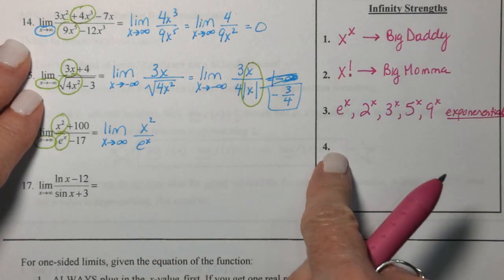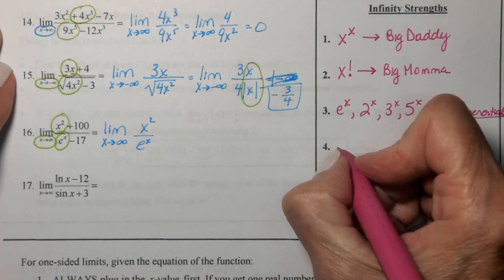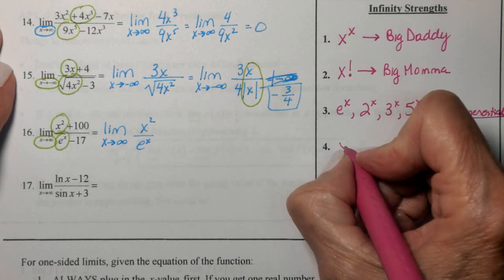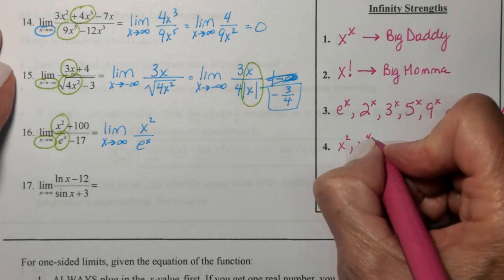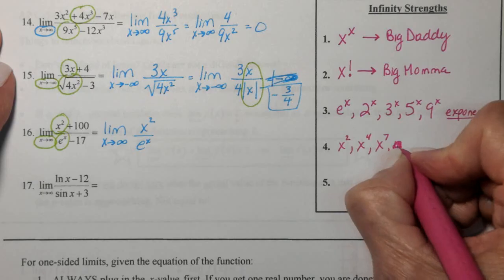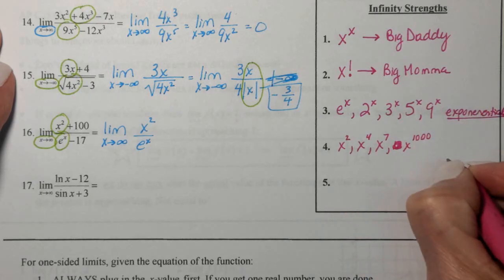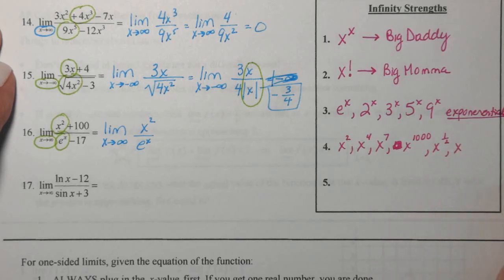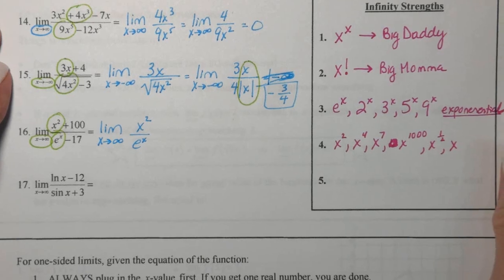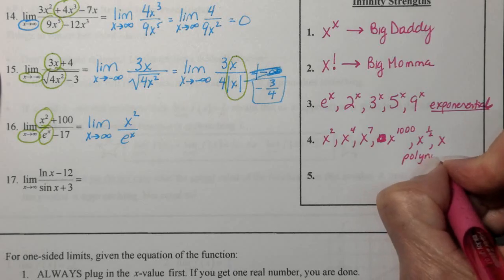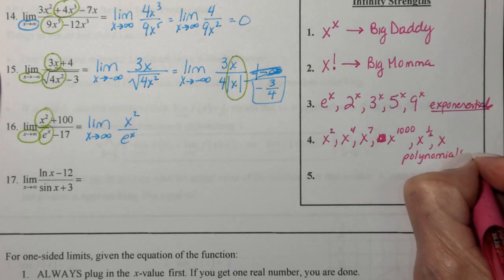Next in line are all of your terms where x is the base and a number is the power. So like x squared, x to the 4th, x to the 7, x to the 1,000, x to the 1/2, x to the 1st. All of those come next. I call those my polynomial terms.